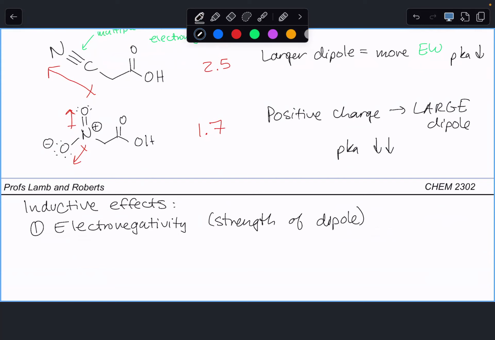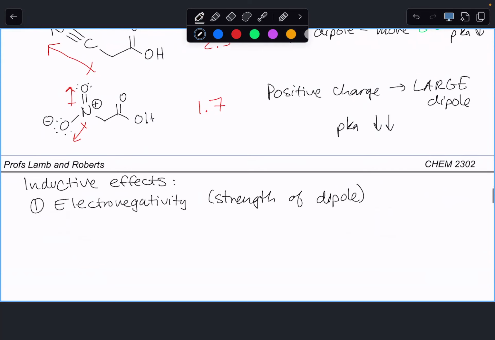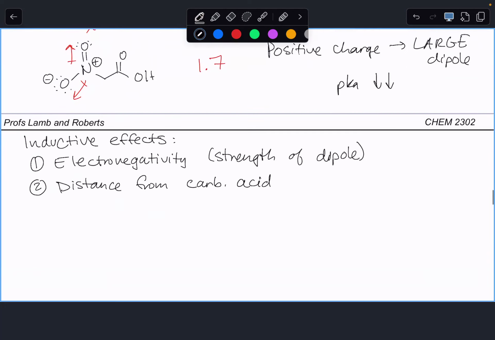The second factor that you need to consider is the distance from that carboxylic acid. Okay, so we've so far been talking about adding that electronegative group to the alpha carbon. But what if it's not the alpha carbon? What if it's farther away? So let's look at that.